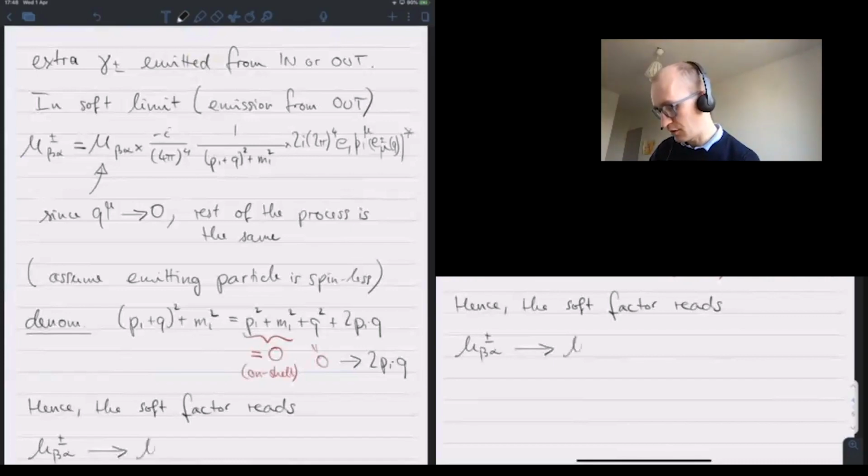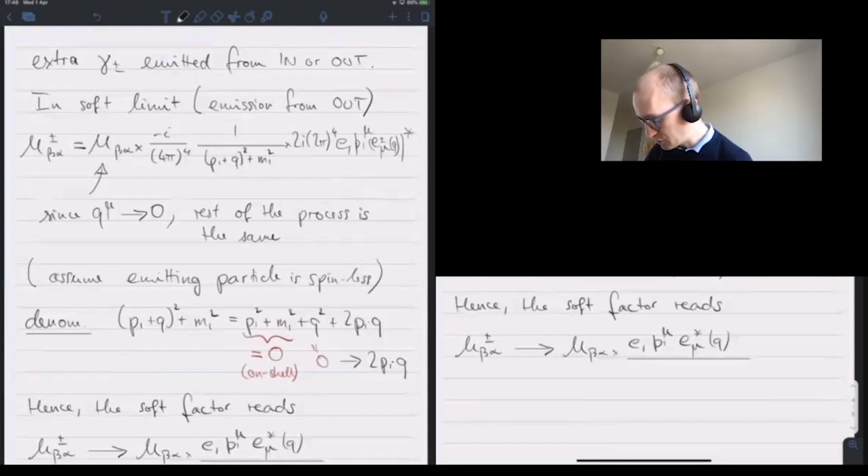This becomes m beta alpha times E1 P1 mu E mu star of Q divided by this denominator, which becomes 2 P1 dot Q. Now, of course, I should have said that we've cancelled this 4 pi to the 4th. This guy here, minus I times I is 1, and 2 divided by 2 is actually equal to 1. So this is what the soft factor becomes. So this is from the outline.